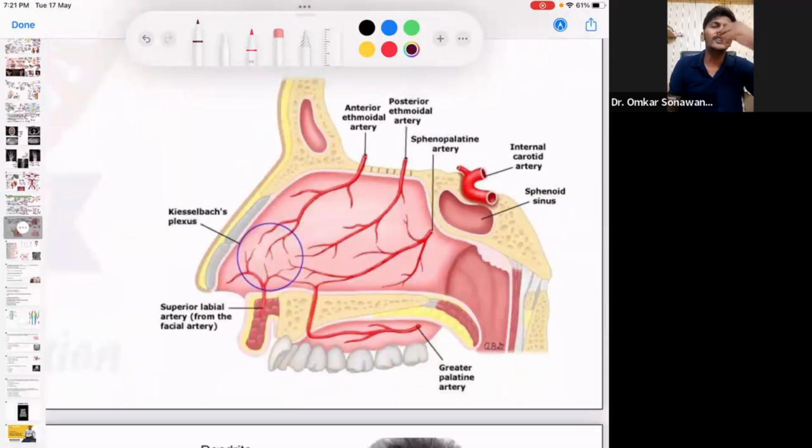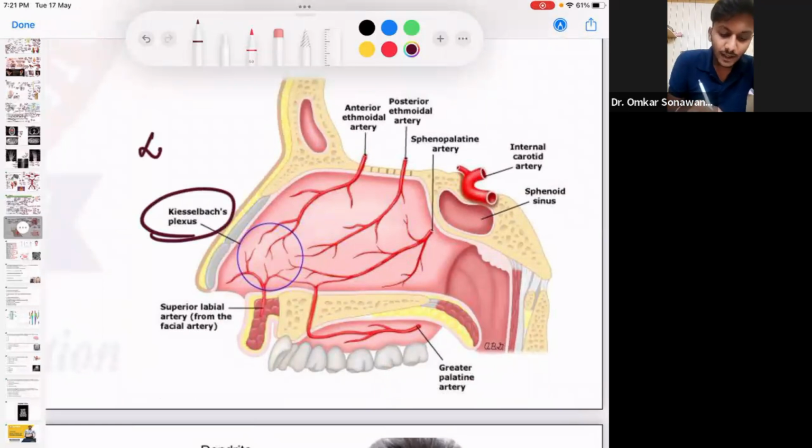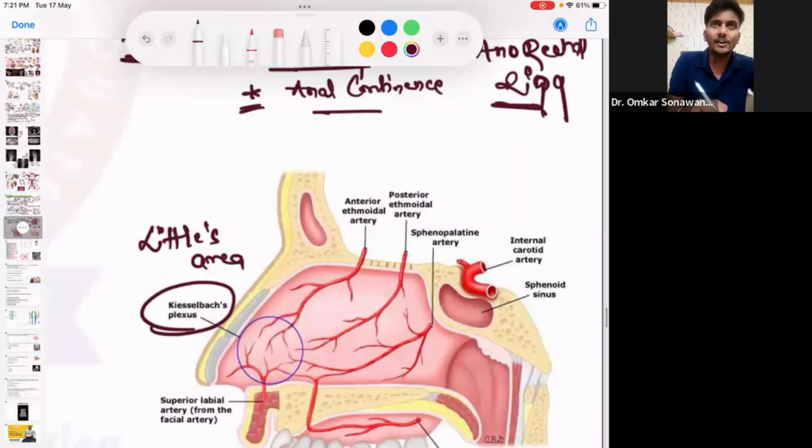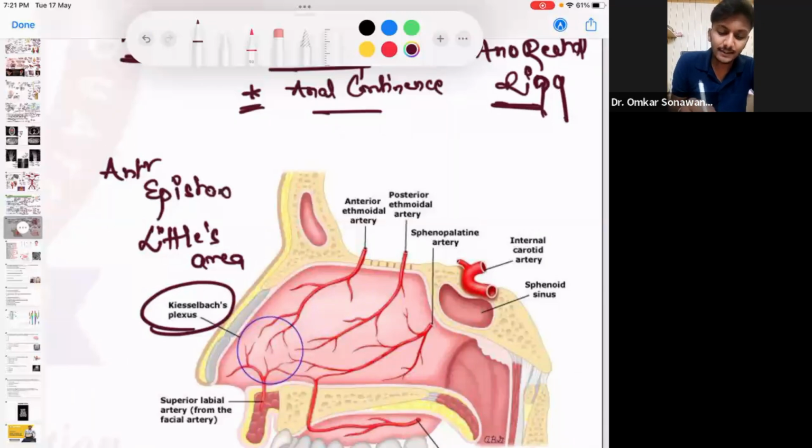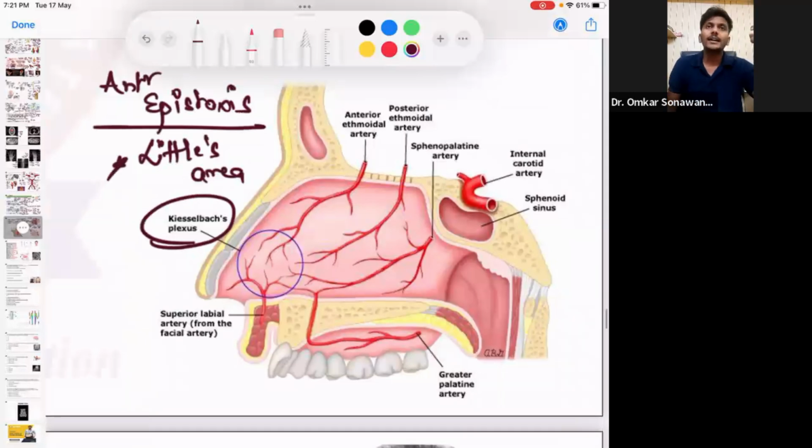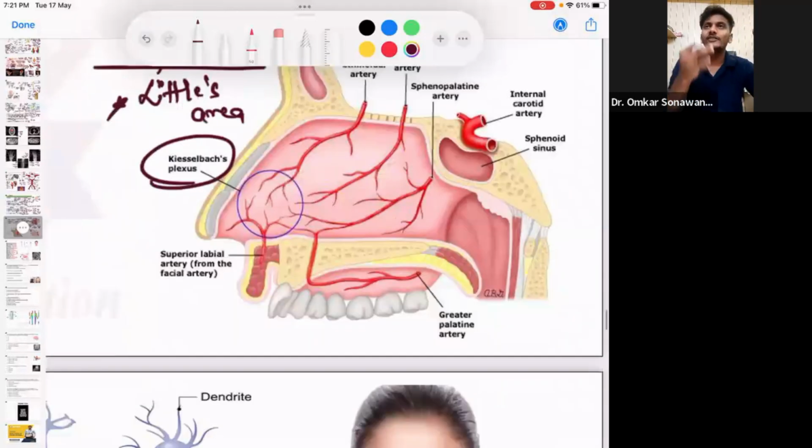In the antero-inferior part of the nasal septum, this is known as Kiesselbach's plexus. It is located in which area? Little's area. And it is the most common cause of anterior or posterior epistaxis? It is the cause of anterior epistaxis. Kiesselbach's plexus damage is the cause of anterior epistaxis, and Kiesselbach's plexus is located in Little's area, the antero-inferior nasal septum, here. And if there is any damage to this, usually in children due to nose picking, there would be epistaxis.